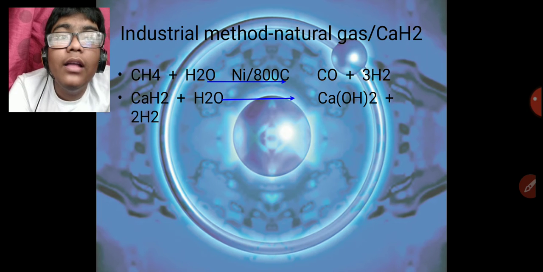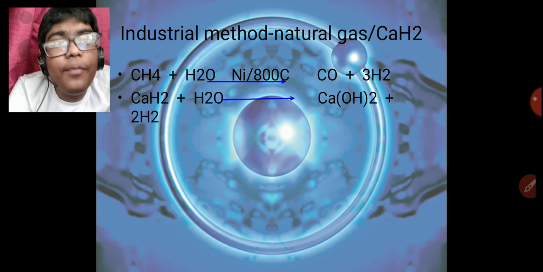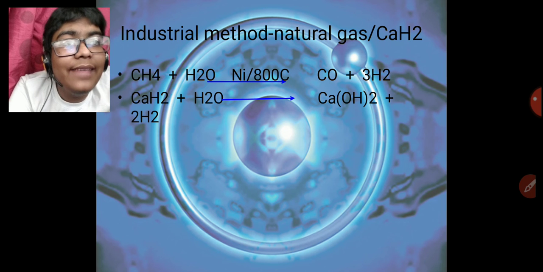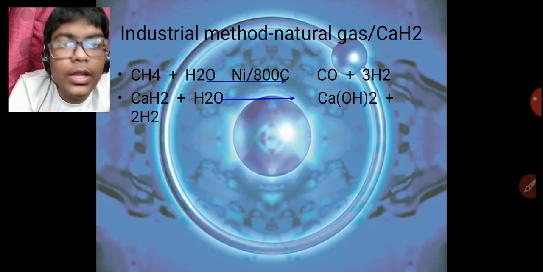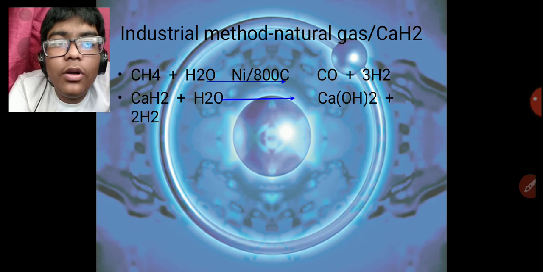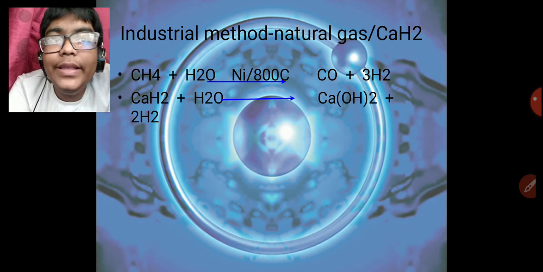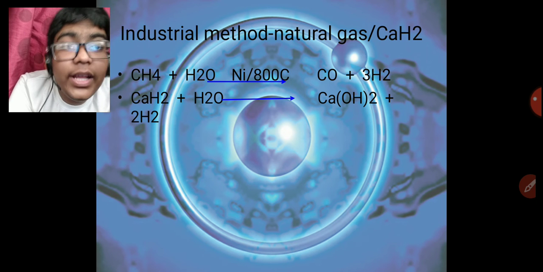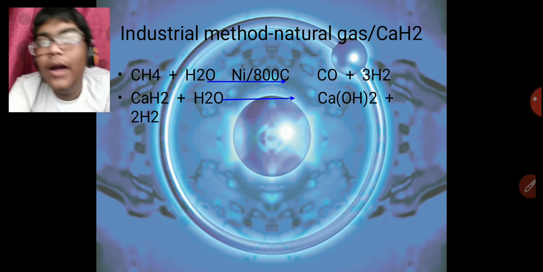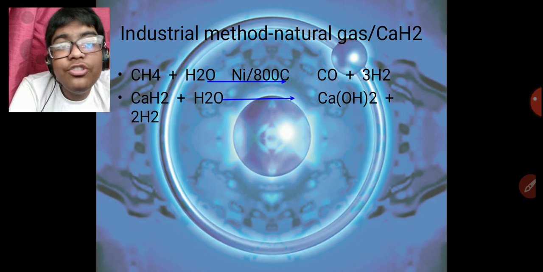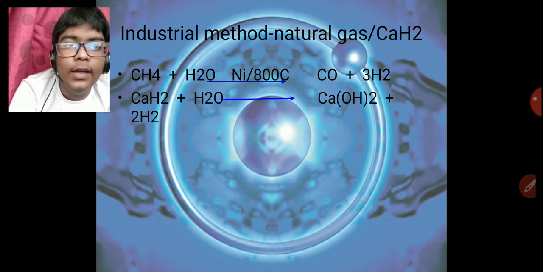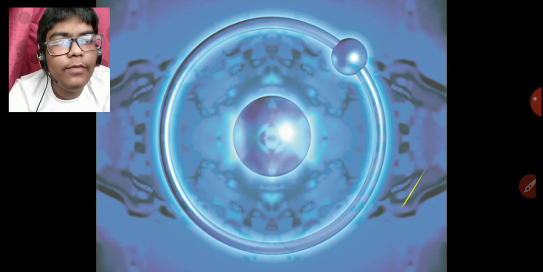Then you have the industrial method of obtaining hydrogen from natural gas and CaH2. The natural gas, or methane, is reacted with water with catalyst nickel at 800 degrees Celsius, which gives you carbon monoxide and 3H2 hydrogen. Then CaH2 is reacted with water. This is another method. CaH2 is reacted with water, giving you Ca(OH)2 plus 2H2. Again, this is one of the other methods.